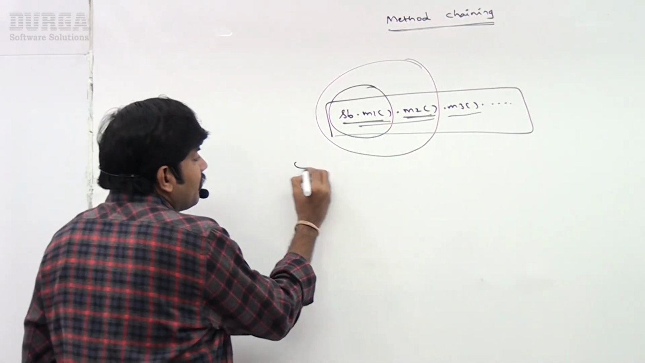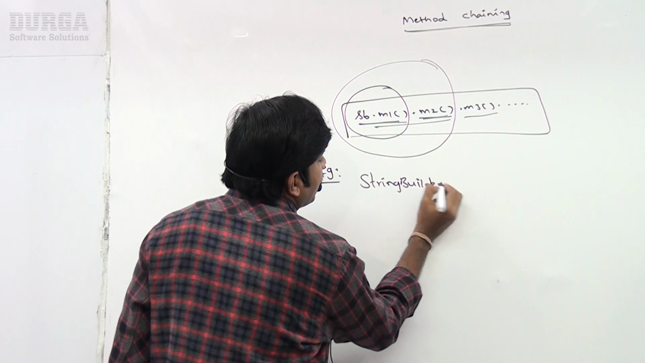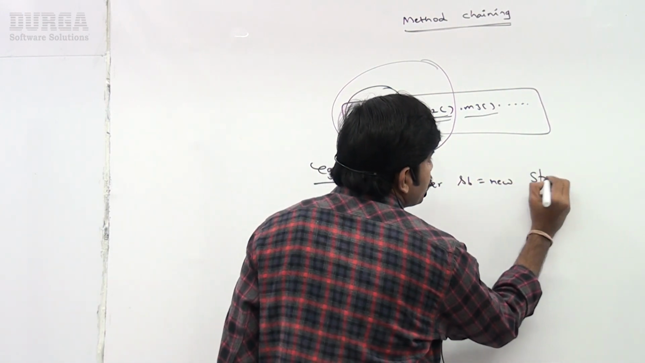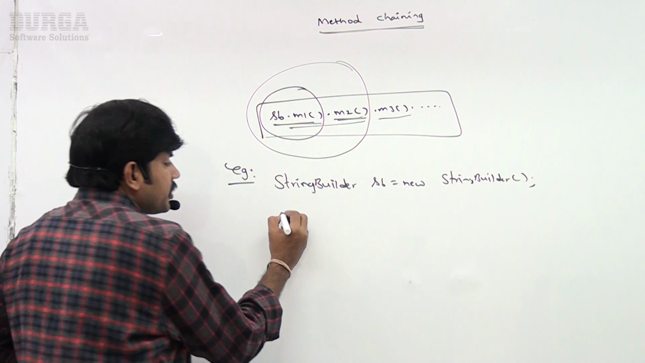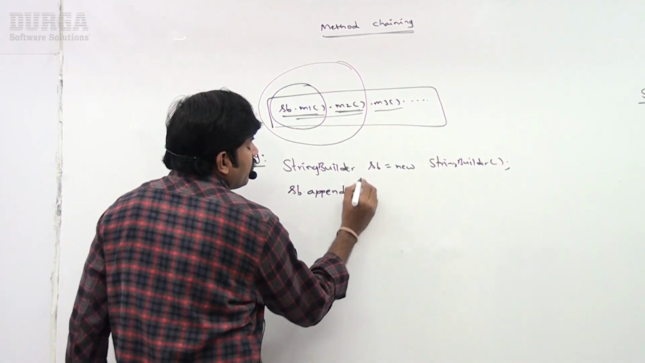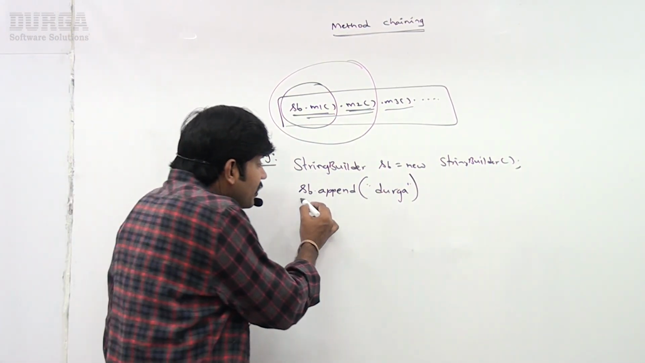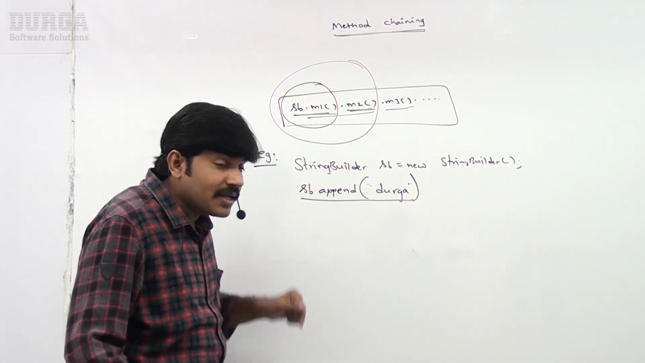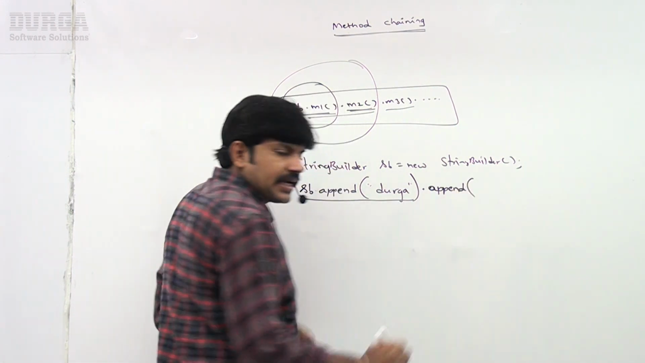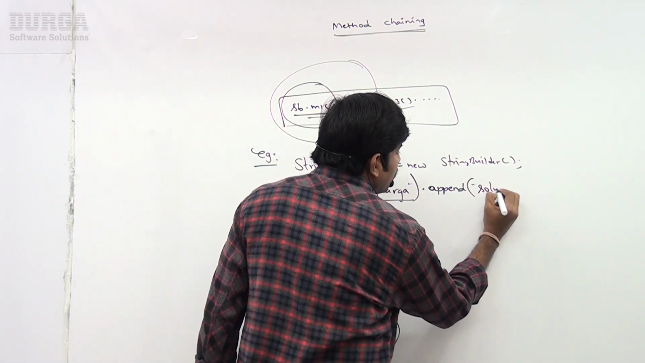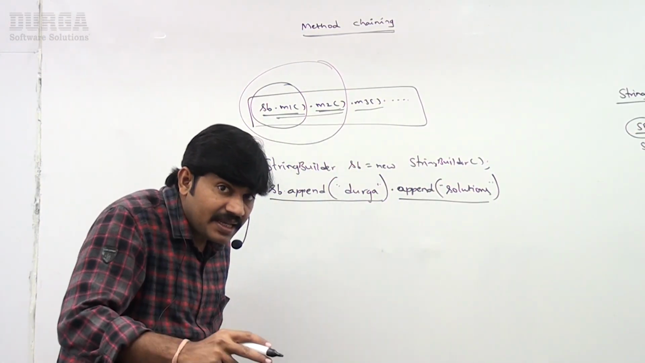Observe that. Let me take a StringBuilder: StringBuilder sb = new StringBuilder(). I am just creating an empty StringBuilder object. sb.append("Durga"). If sb is the StringBuilder, what is the return type of sb.append? StringBuilder only. On this again the append method, append("solutions"), Durga solutions. Now the return type of append is again StringBuilder only.